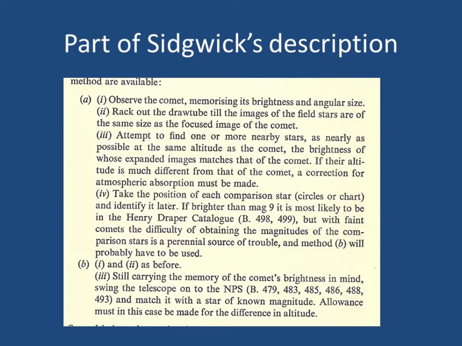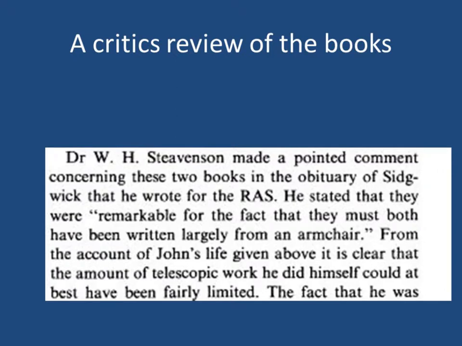But with faint comets, the difficulty of obtaining magnitudes for the comparison stars is a source of problems, and method B will have to be used. Method B, number 3, says, still carrying the memory of the comet's brightness in mind, swing the telescope to the North Polar sequence, find a star basically that's of a known magnitude and compare it with that. That sounds to me like fraught with danger. But it's what was recommended, and it is the standard method. And although we've got better comparison stars now, so you don't probably need to swing to the North Polar sequence, that was what Sidgwick said.